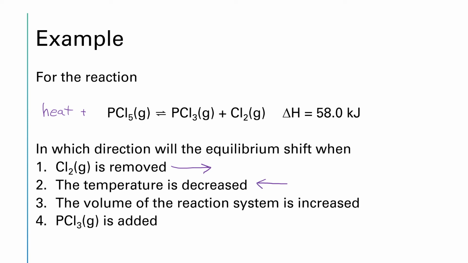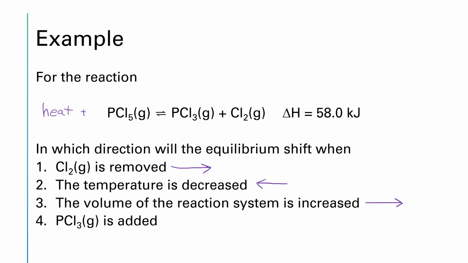Number 3 says that the volume of the reaction system is increased. Increasing the volume gives the particles more elbow room, so the reaction will shift to the side that has more moles of gas. So that's going to shift to the right, because the right-hand side has 2 moles of gas, whereas the left-hand side has just 1.